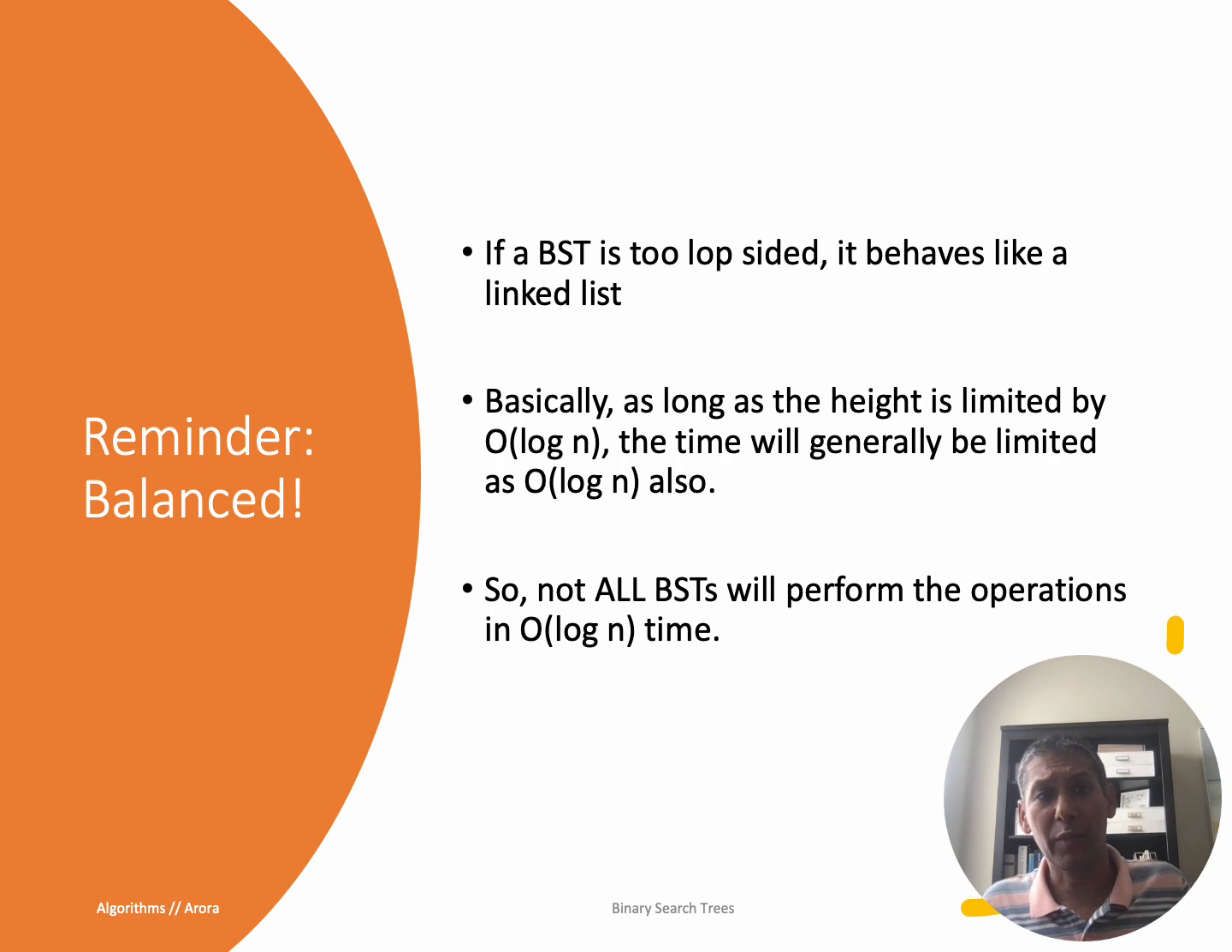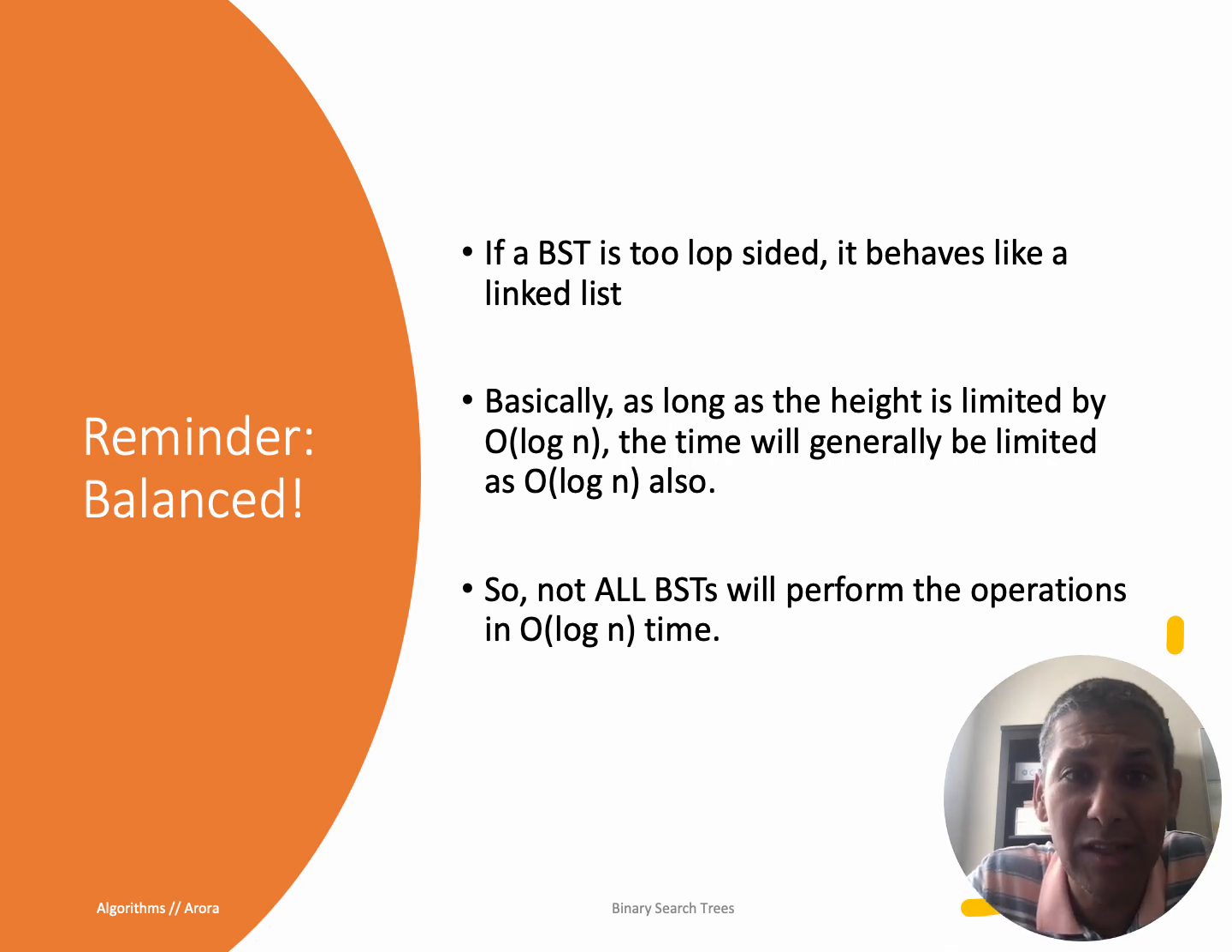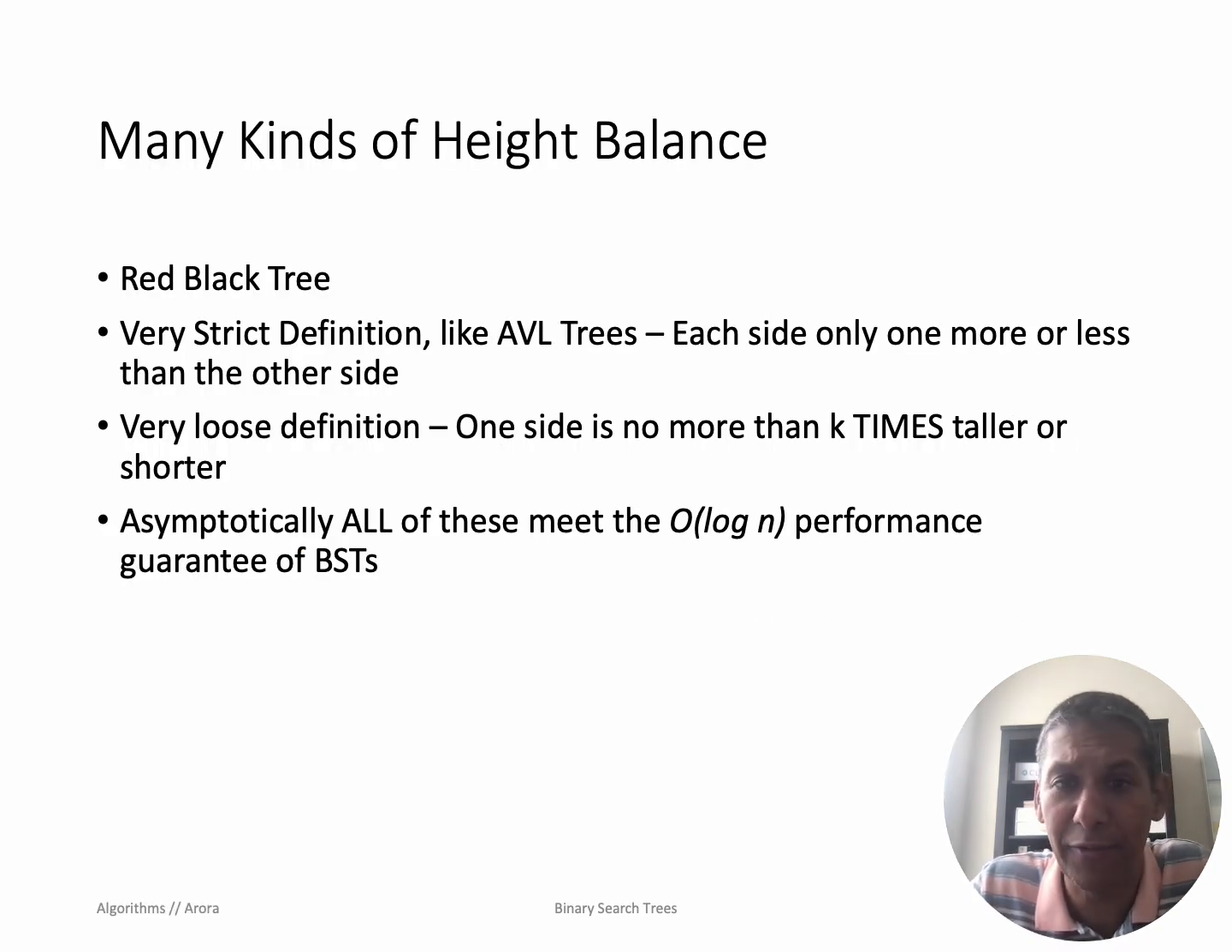So like we said, if the binary search tree is too lopsided, that's not going to work very well. As long as the height is limited by log n, the time complexity of each operation will also be limited by log n, because in binary search trees you typically start from the root and go down to the leaf nodes. So as long as your height is limited by log n, your time will also be limited by log n.